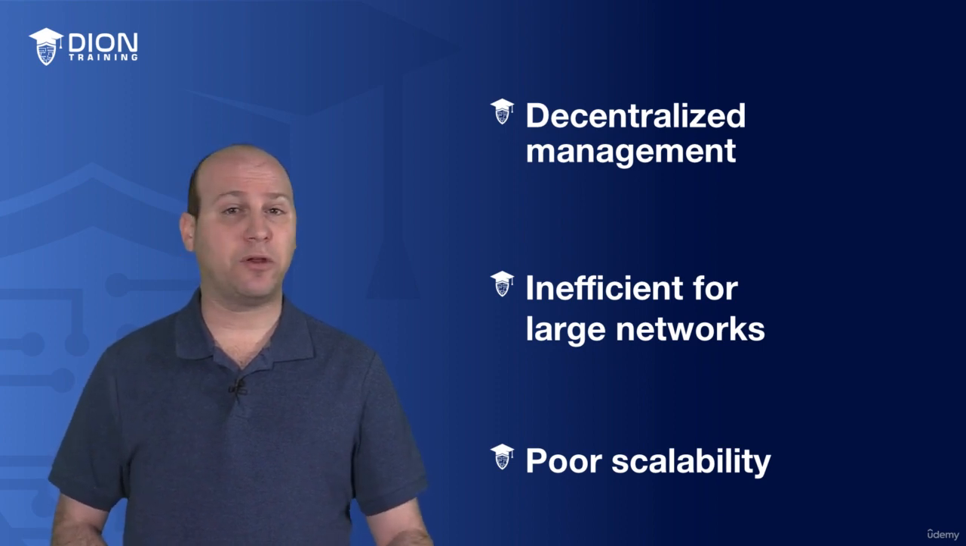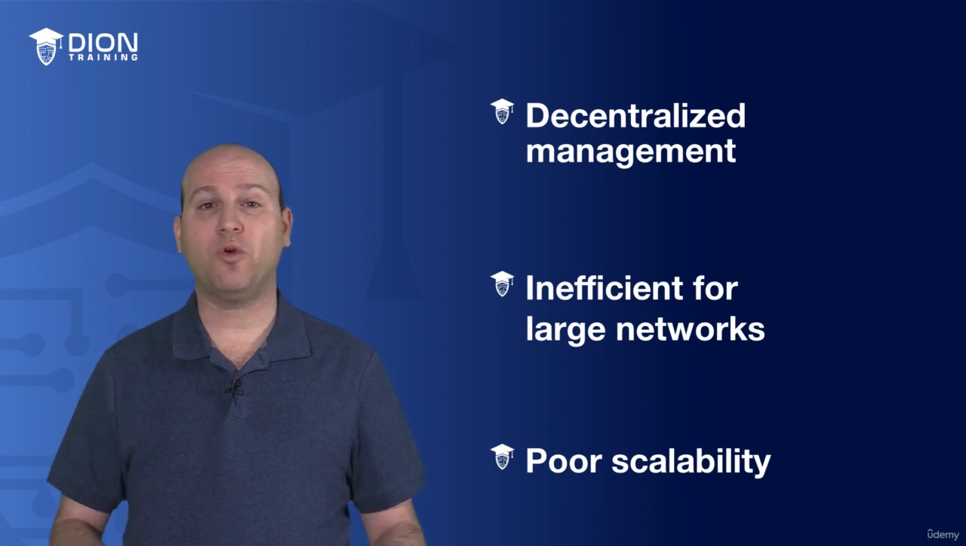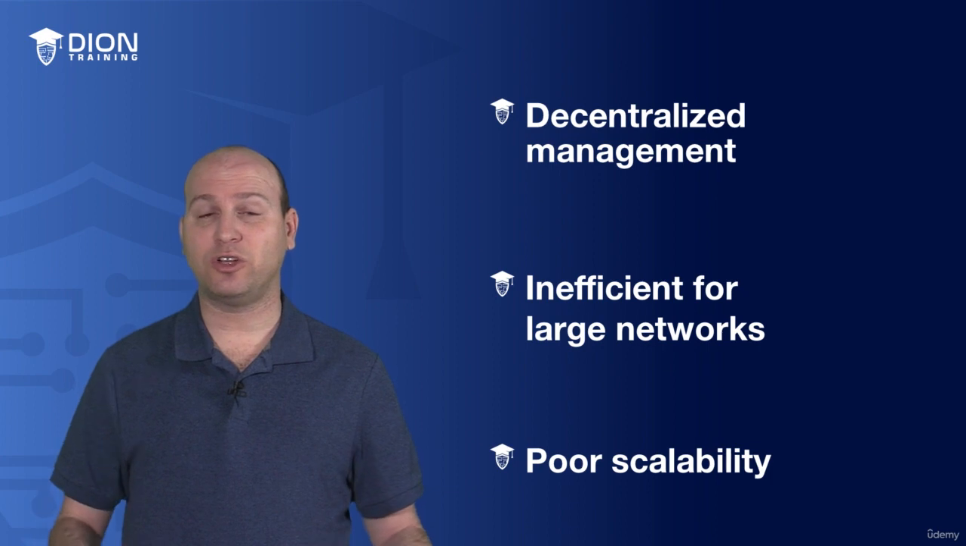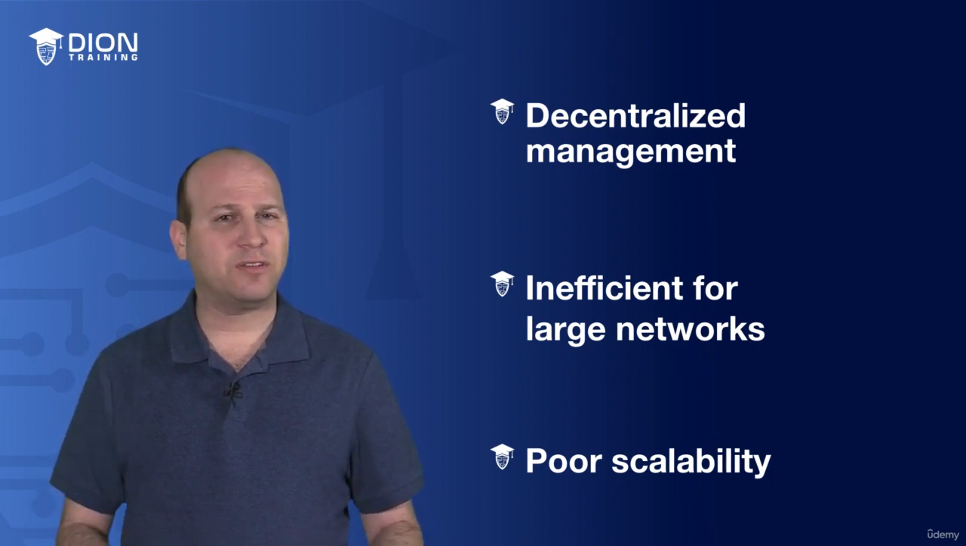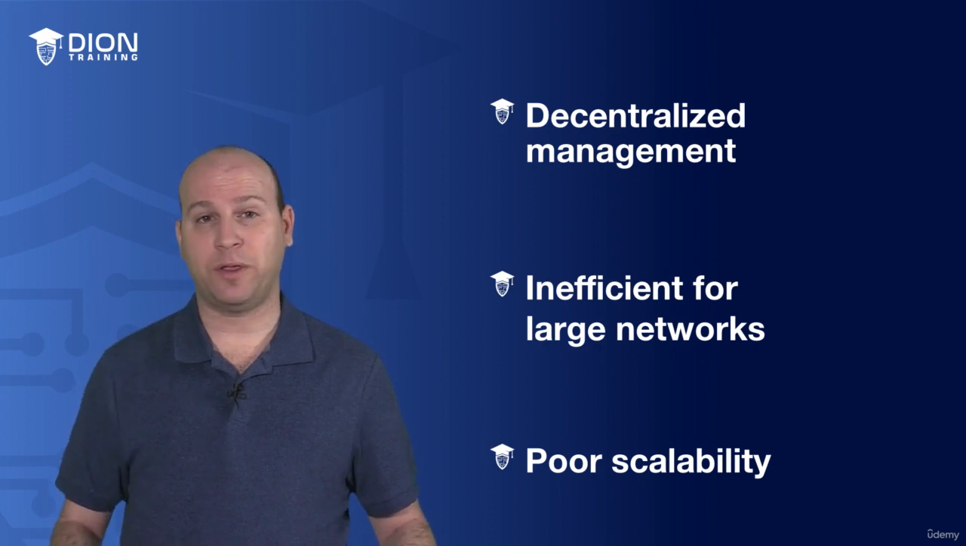So if I wanted to run a peer-to-peer network for an organization the size of Facebook, it just wouldn't work. It would be horrible. You'd have to have centralized management for stuff. Otherwise, when things get large, they get lost. And so in business networks, we are really going to focus on this client-server model over peer-to-peer.